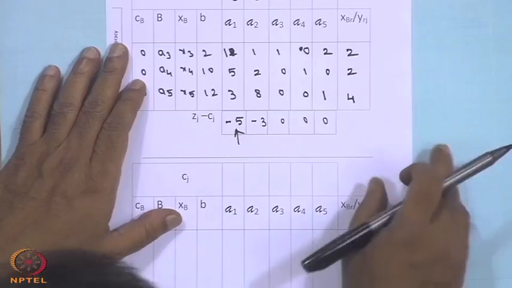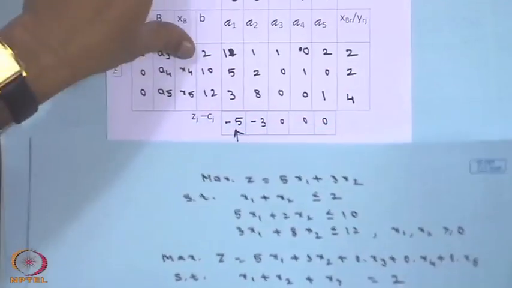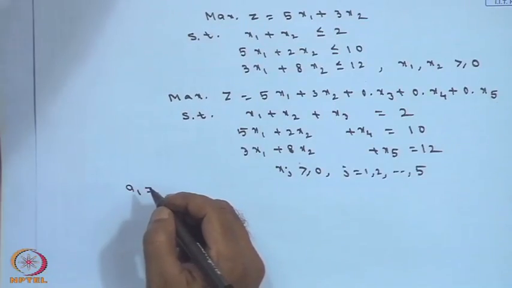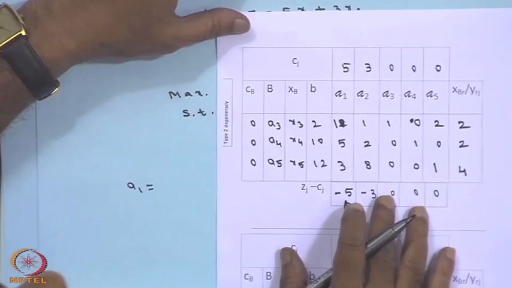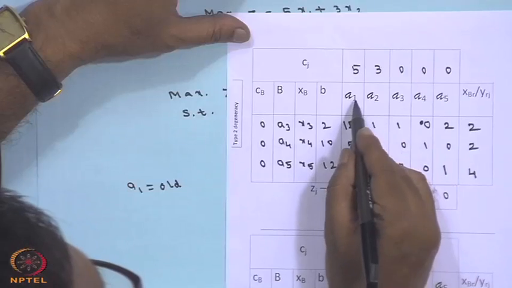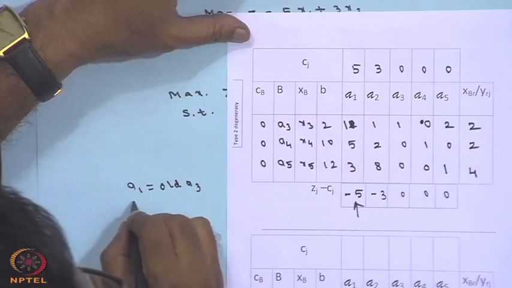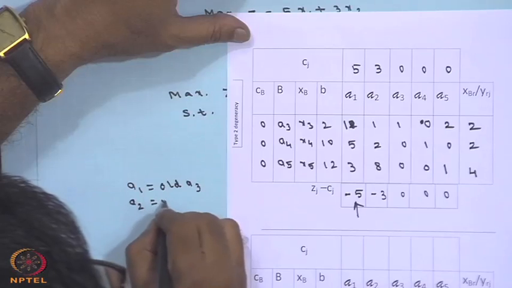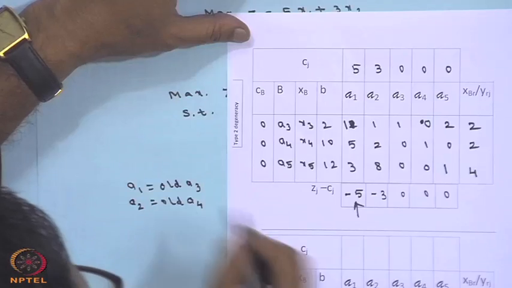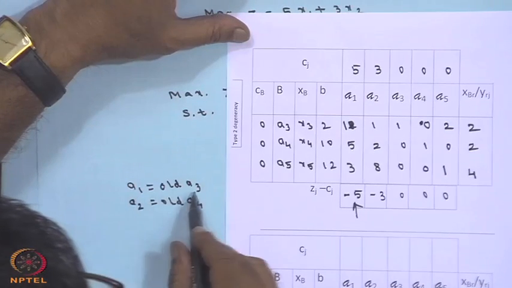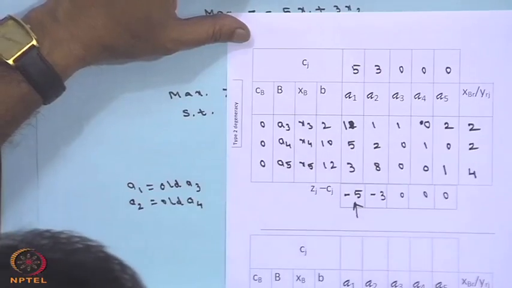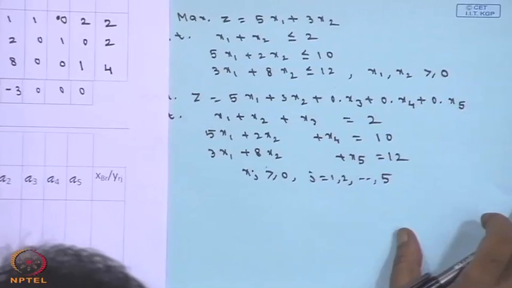Since there is a tie, what I have to do in this case is write down your a1 from this table itself. A1 equals old a3, from the b value; a2 is old a4 and a3 is old a5. In the same way, these will be required. So, a1 is old a3, a2 is old a4 and a3 will be old a5. Once you have taken this, now you have to calculate the minimum.